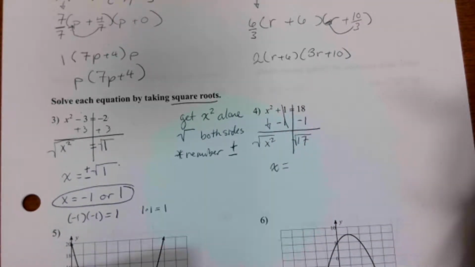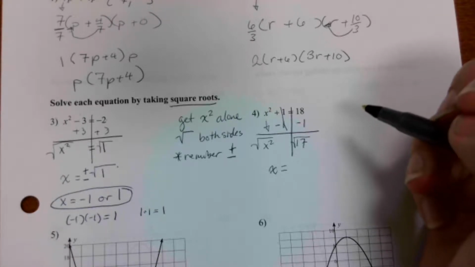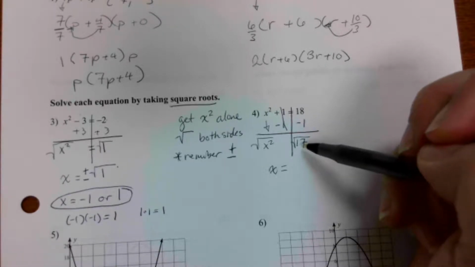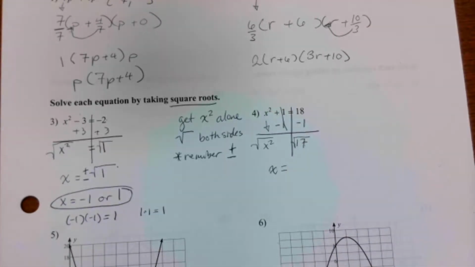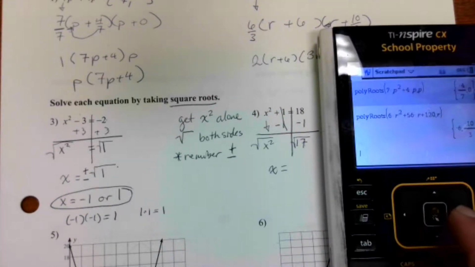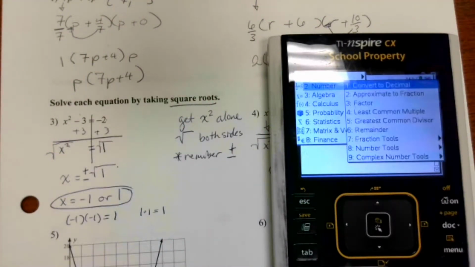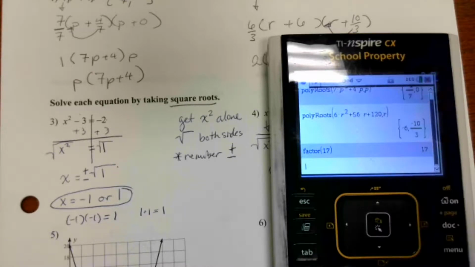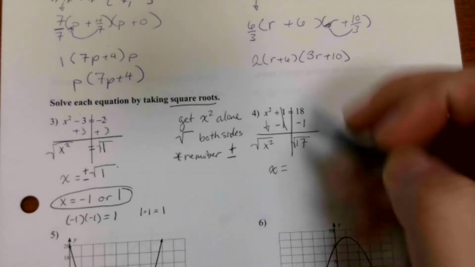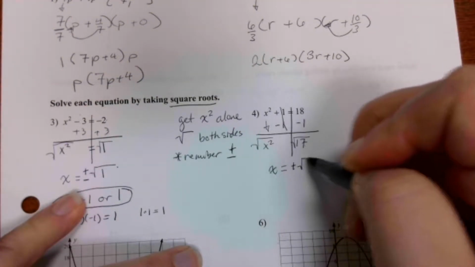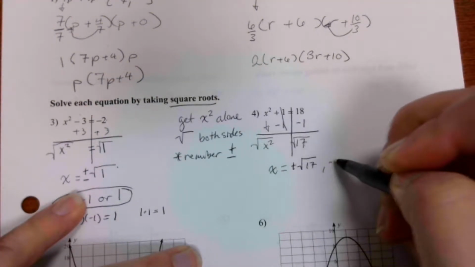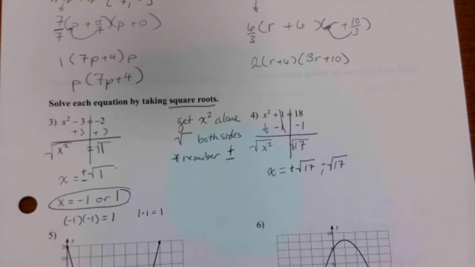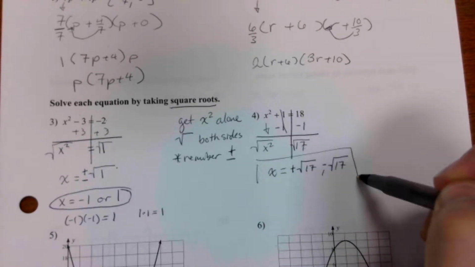Do you remember what prime means? Prime means that the only two numbers that multiply to it is itself and 1. And you can check this if you go to your calculator, menu 2, 3, and you put in 17. 17 is the only number that works. So this is going to be the positive square root of 17 and the negative square root of 17. Those are your two answers.